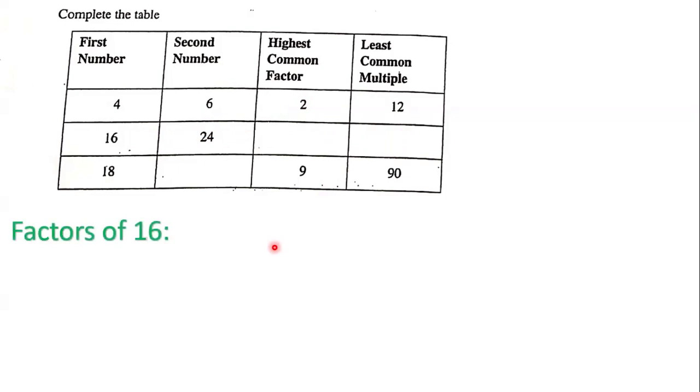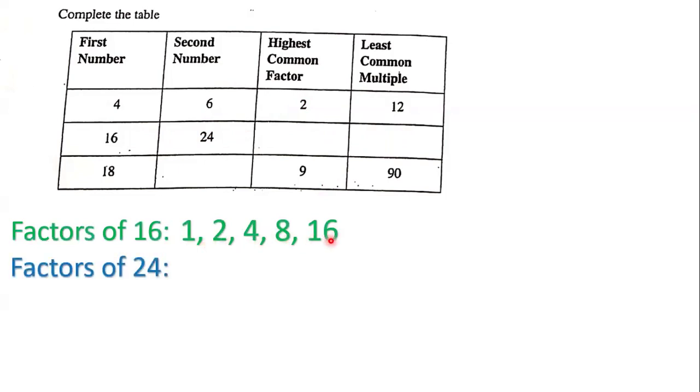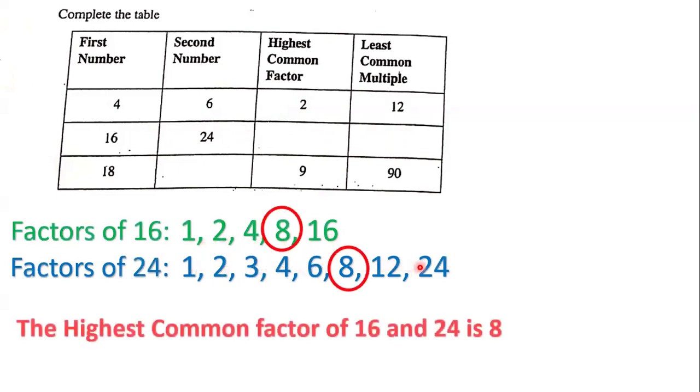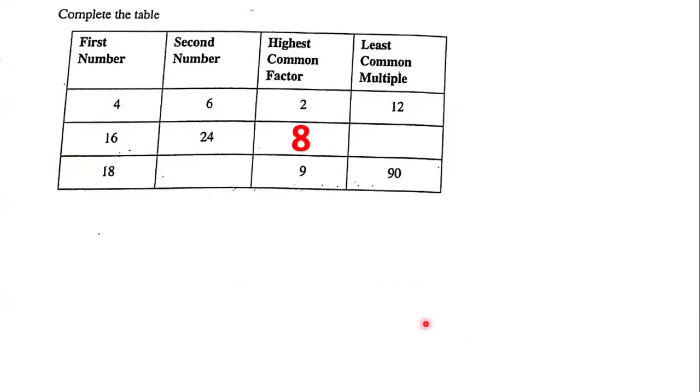First, we list the factors of 16. Factors of 16 are 1, 2, 4, 8, and 16. And we list the factors of 24. Factors of 24 are 1, 2, 3, 4, 6, 8, 12, and 24. And so we circle the highest common factor, and in this case it is definitely 8. So the highest common factor of 16 and 24 is 8.